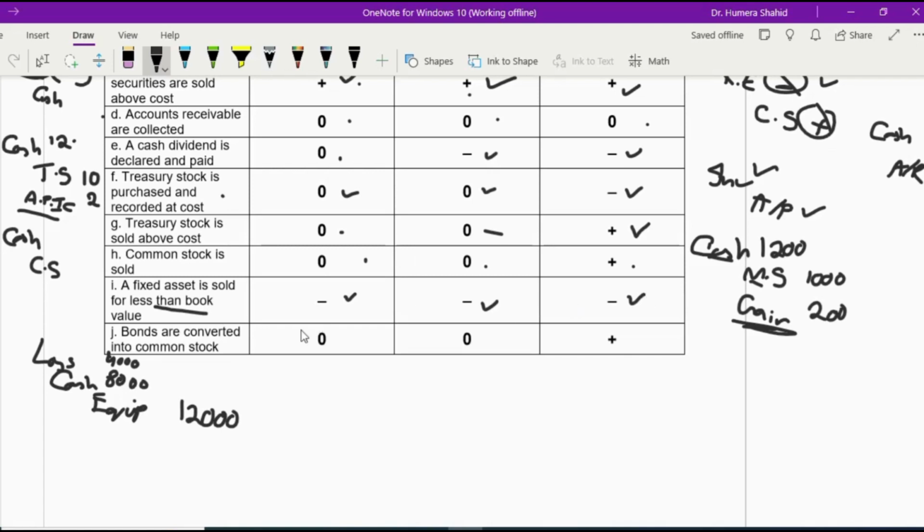Finally, bonds are converted into common stock. So bonds payable will get debit and common stock will get credit. Common stock will increase, bonds payable will decrease. So no effect on net profit, no effect on retained earnings, but yes, equity will increase because of common stock. I hope you got the idea about it.